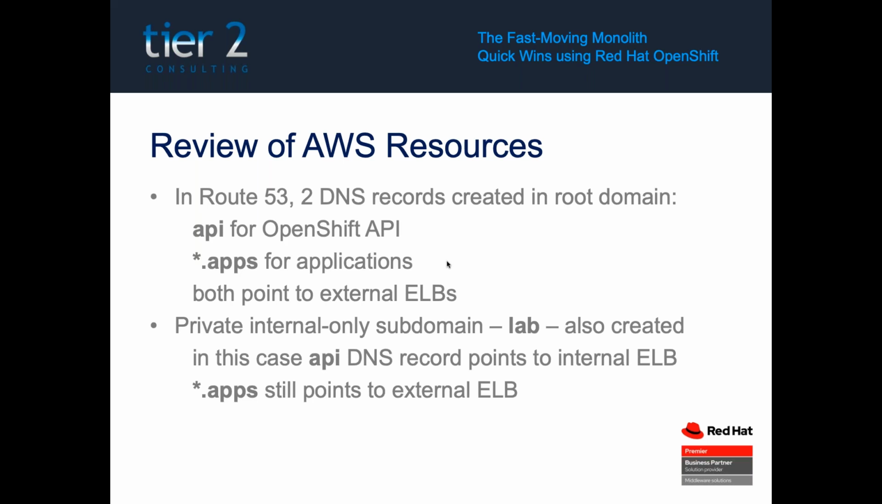We'll also see an additional subdomain under the root domain, which is a private, internal-only subdomain. It's called lab. In this case, the DNS record here points to an internal elastic load balancer. We'll still see a reference in this domain, by the way, to the external endpoint for applications, which is the star.apps, and that still points to the same external load balancer. But the key here is that we have an additional internal DNS record just for internal API traffic.